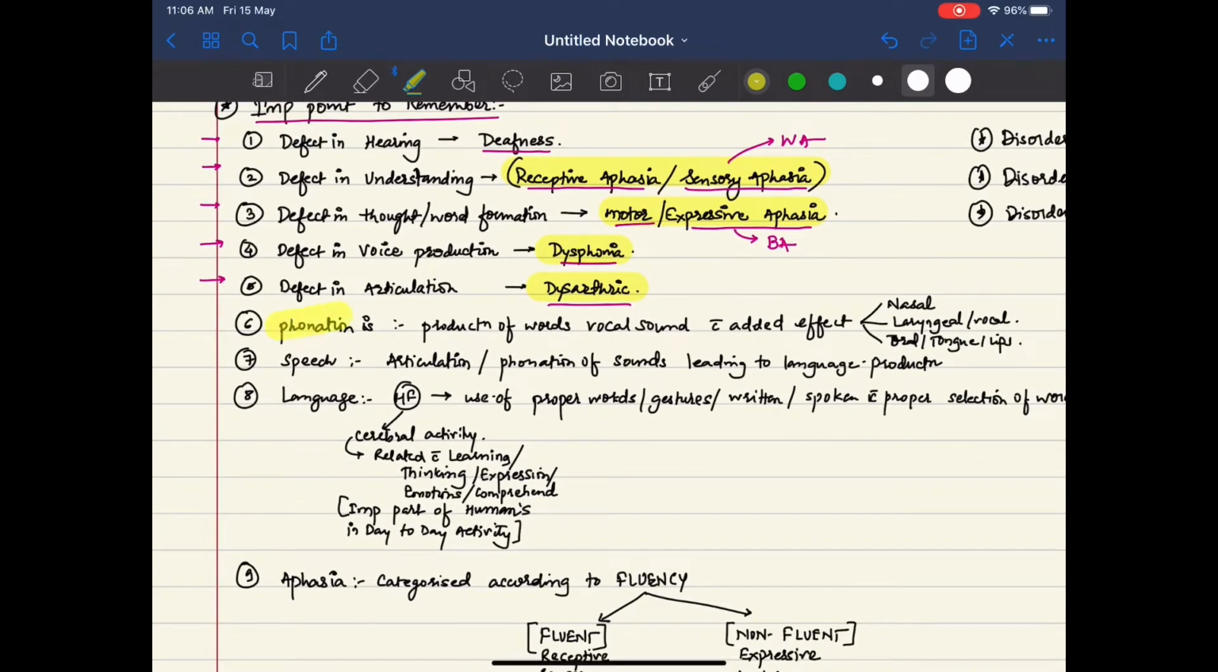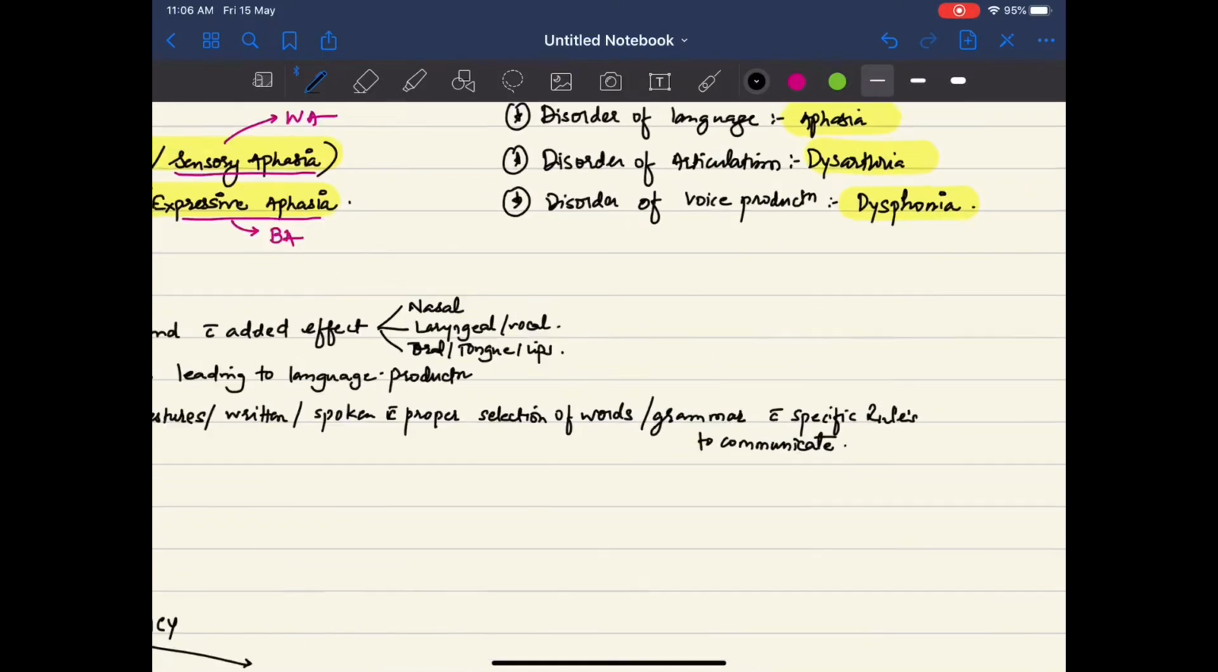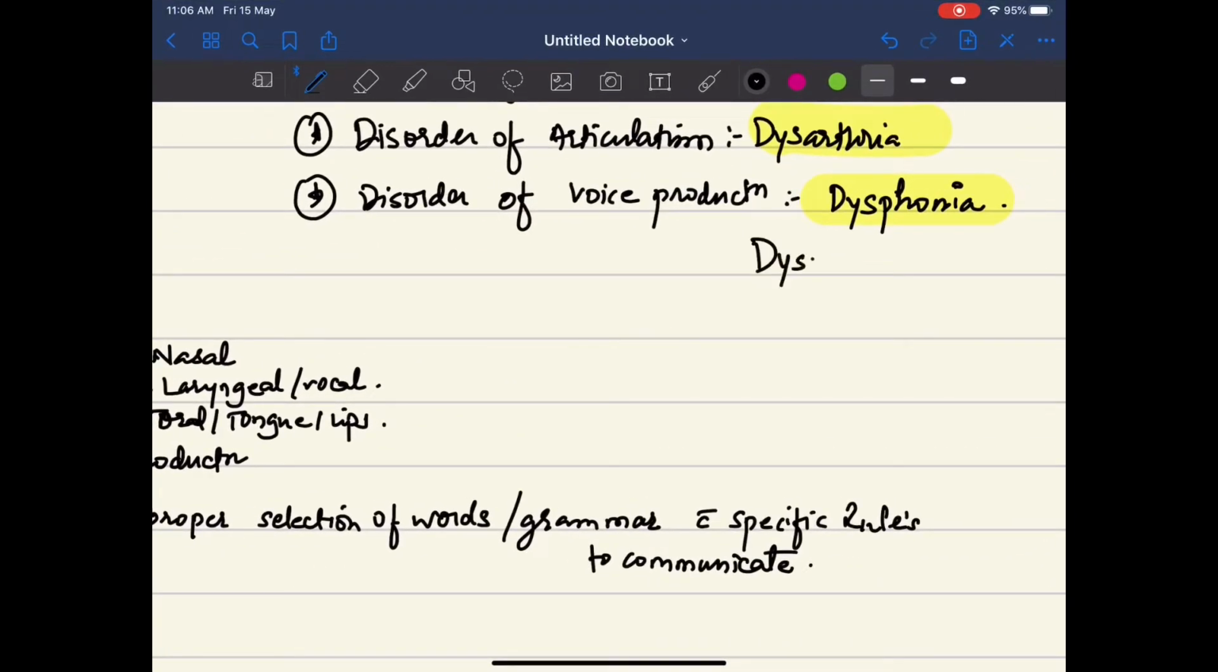And these are the basic things which you should know, like what is phonation, what is speech, and what is language. When you know these basics, only then can you examine a patient for aphasia or dysphasia. Please don't misunderstand this term, okay? Dysphasia and aphasia. These are the two types of speech disorders which can be classified further. So please remember this, okay?